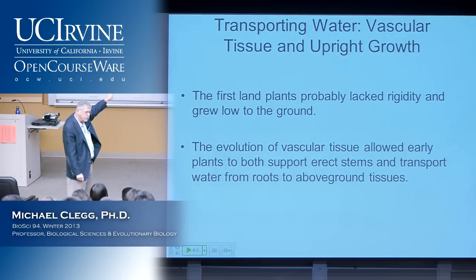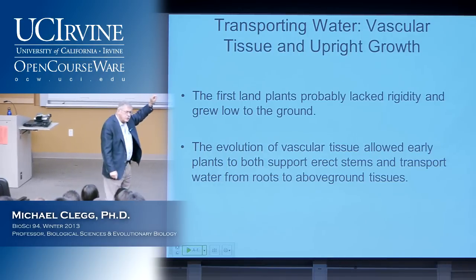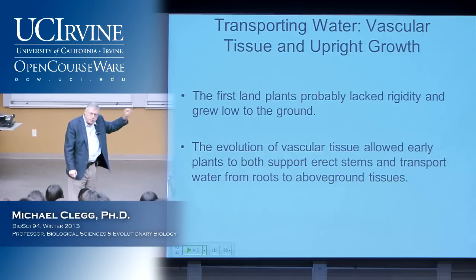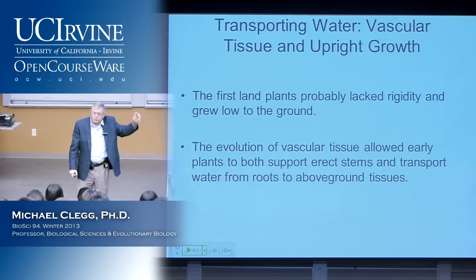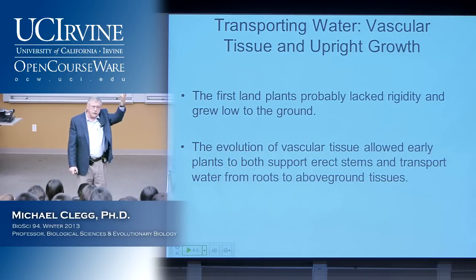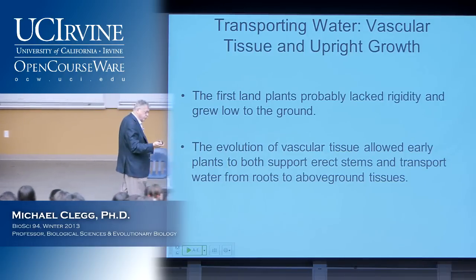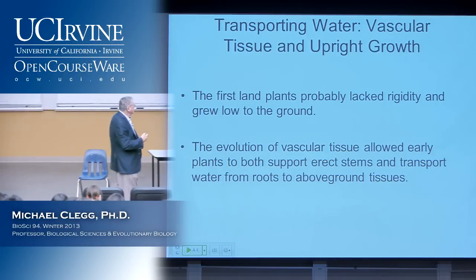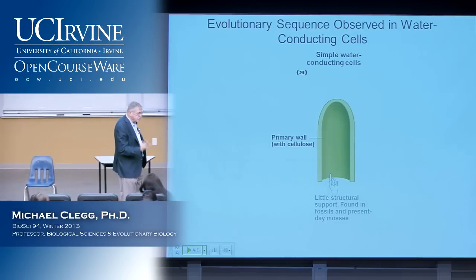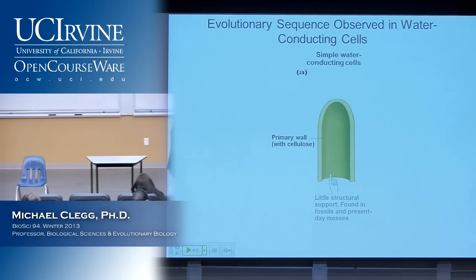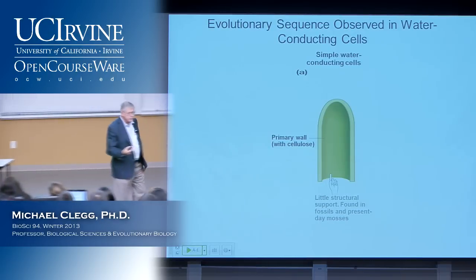It solved two problems. It's a great solution. It solved the structural problem by providing the structural support that allowed plants to grow up, but it also solved the problem of the transport of nutrients and water to other tissues in the plant. So let's look at the evolution of vascular tissue.